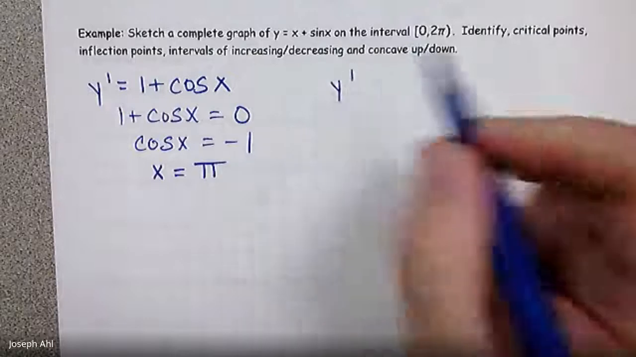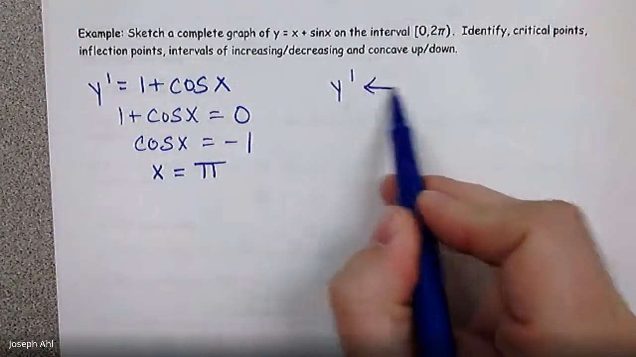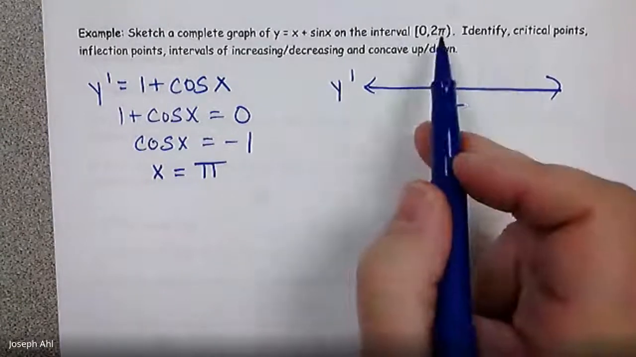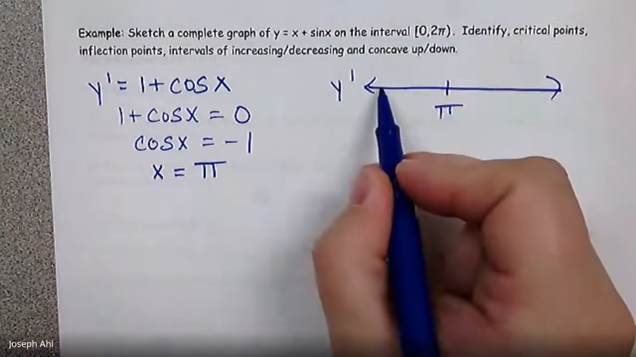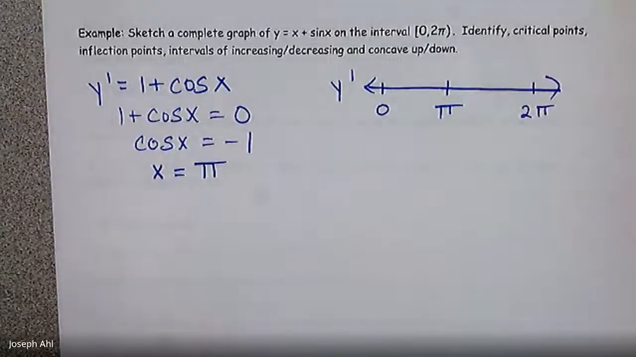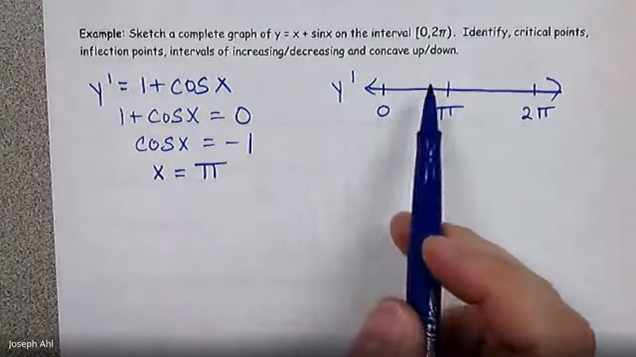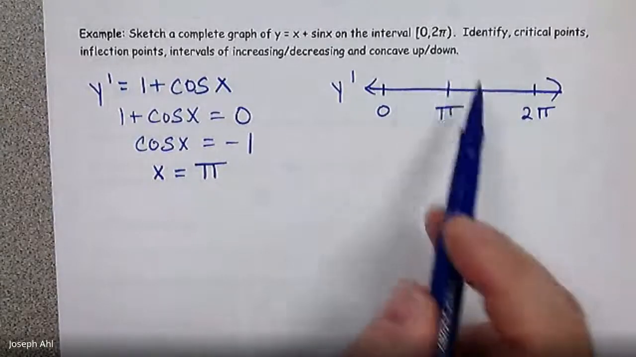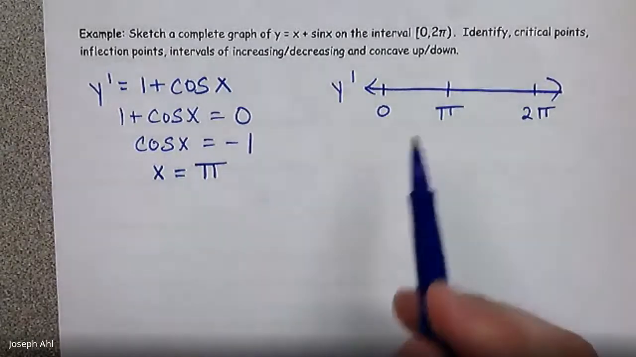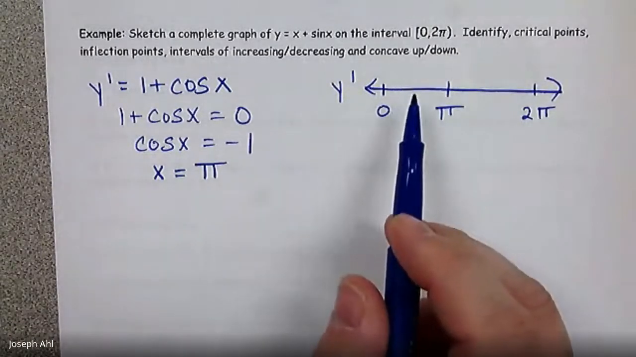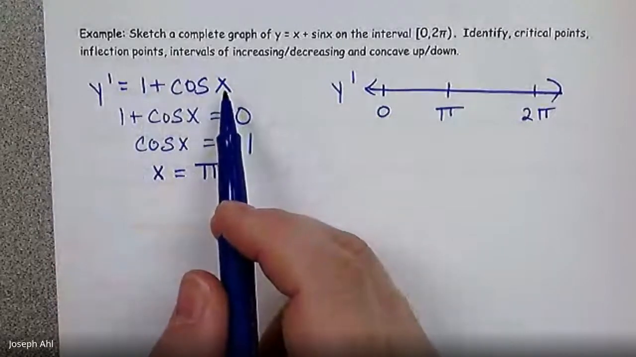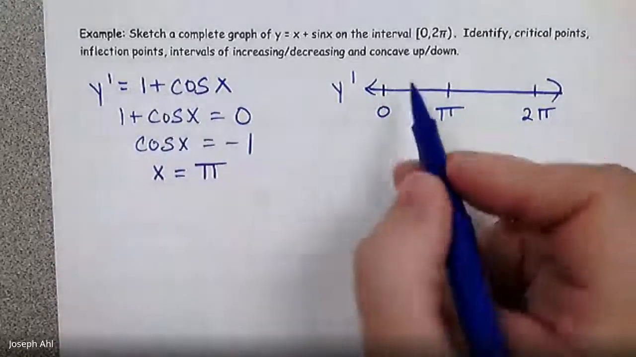So when I go to make my y prime number line, I'm going to only have to partition around pi, but I think, since we're graphing this over this restricted interval, it's also good to put 0 and 2 pi on the number line so that we can see what's happening over this interval, but certainly surrounding that critical point at pi. So let's see, if I test something like pi over 2, cosine of pi over 2 is 0, plus 1 is positive.